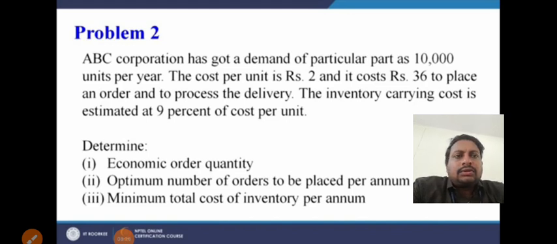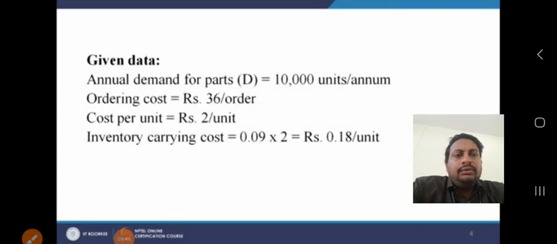The cost per unit is 2 rupees. It costs 36 to place an order. The inventory carrying cost is estimated at 9% of cost per unit. So 9% of 2 rupees: the inventory carrying cost is 0.09 into 2 rupees, that is 0.18 per unit. The carrying cost is 0.18 per unit.